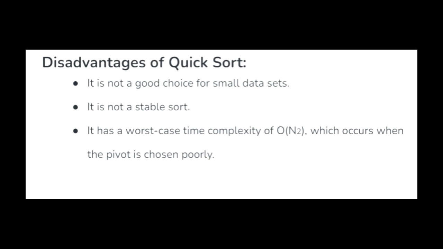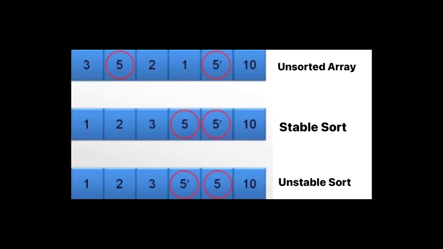Quicksort works fast and efficiently for arrays, especially for large datasets. So we can say that for small datasets, quicksort is a bad choice. Secondly, quicksort is not a stable sort. Why? I'm going to explain. We can see an array and it has the same value 5 twice. I distinguish them as 5 and 5 prime.